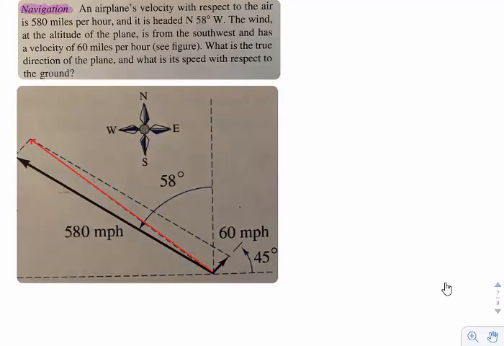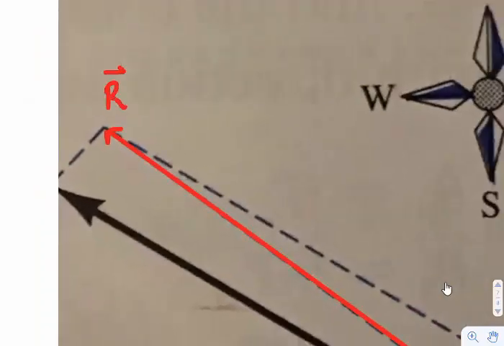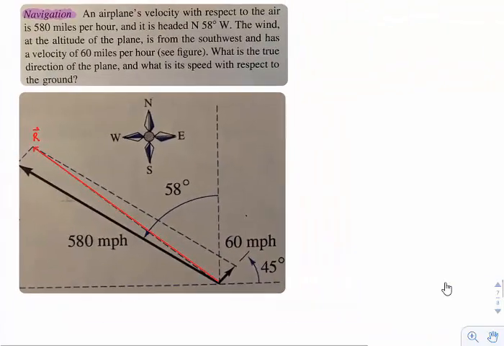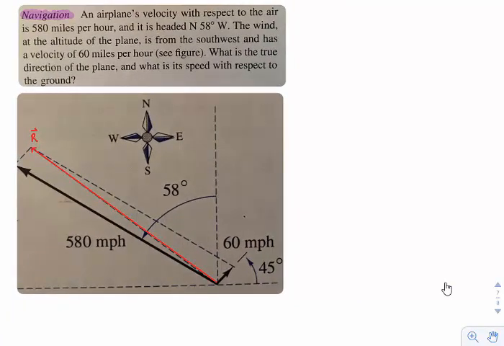All right, so they want the true direction of the plane, and what is the speed with respect to the ground. So what that means is they're wanting to find this resultant vector, and they want to know what direction is it really heading in, because that wind's going to blow it off course just a little bit. And then the speed is the magnitude of that vector, because they say with respect to the ground. So as you're looking at it from the ground, how fast is it actually traveling? And that's with the wind pushing on it a little bit.